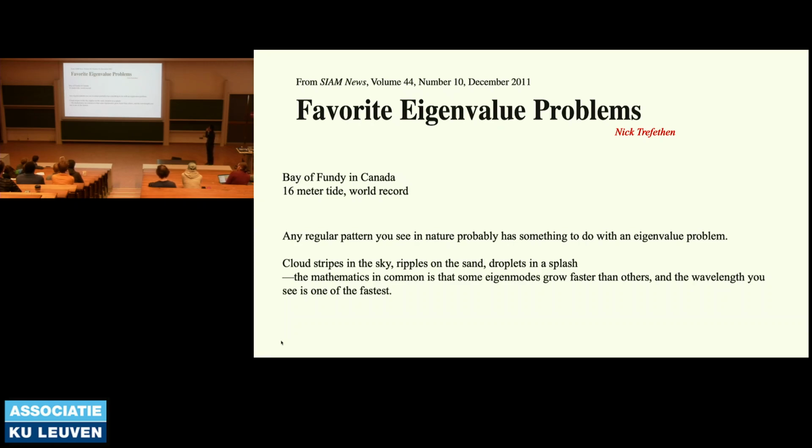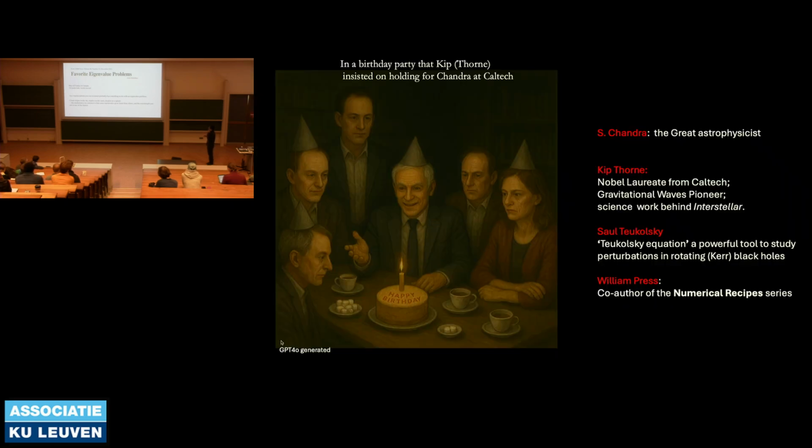That is a world record. And the second, any regular pattern you see in nature, maybe the cloud stripes or some ripples on the sand, is probably a result of an eigenvalue problem, because it is this eigenmode which grows faster than others. Then finally, essentially the leftover of the competition. This is another eigenvalue problem.